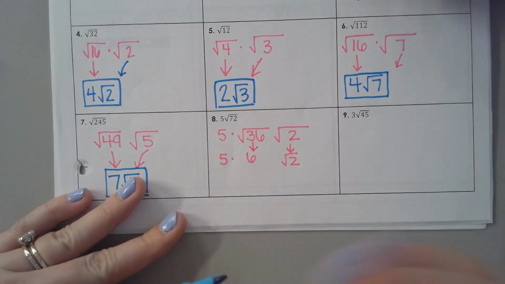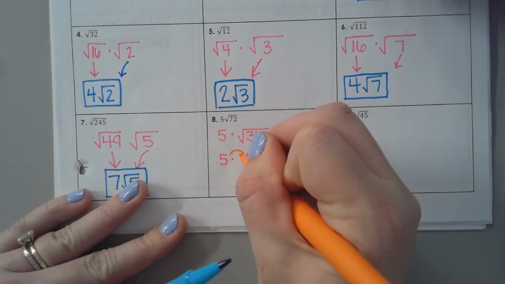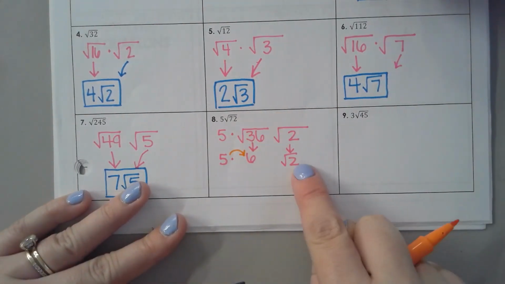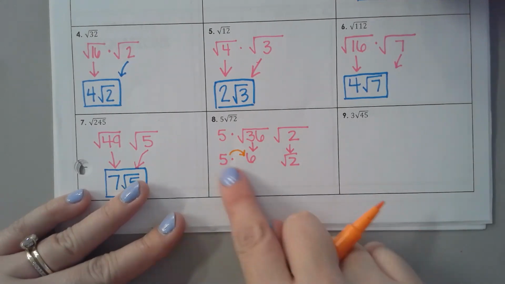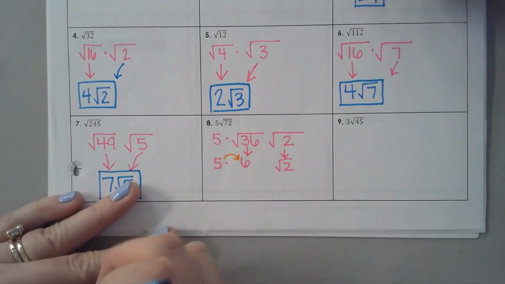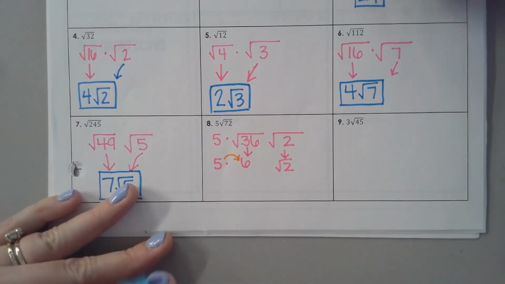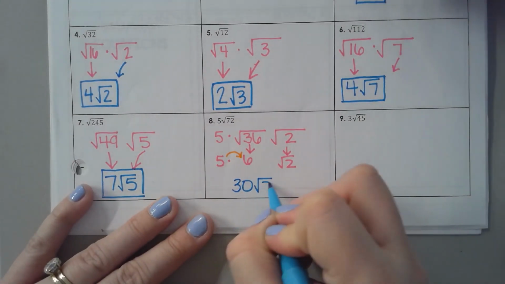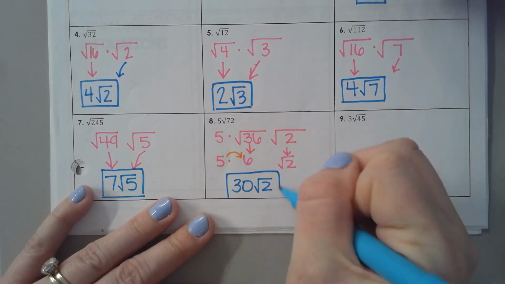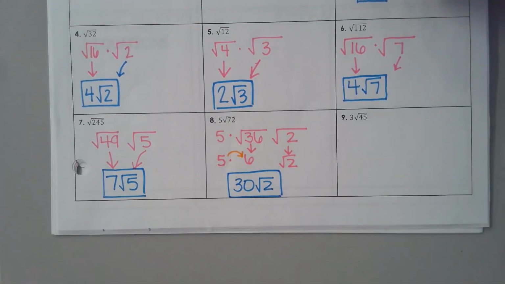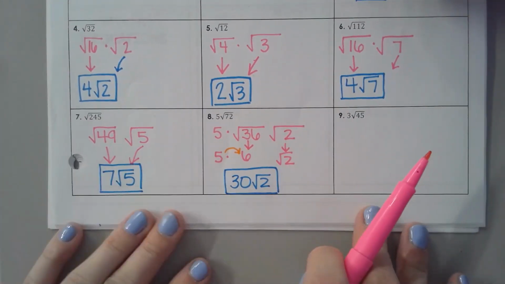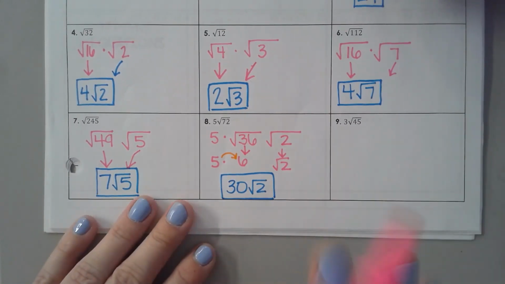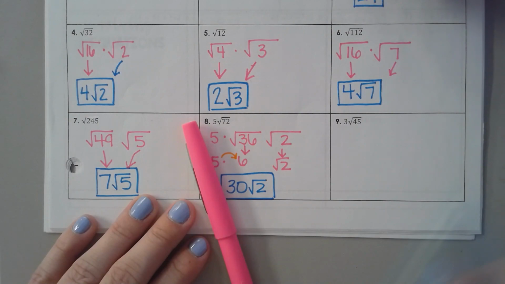And so this 5, you only multiply it by the whole number. So you don't do 5 times 2 to get 10. You only multiply it by the whole number. And that becomes 30. And then you still bring down your square root of 2. See what you can do on number 9.